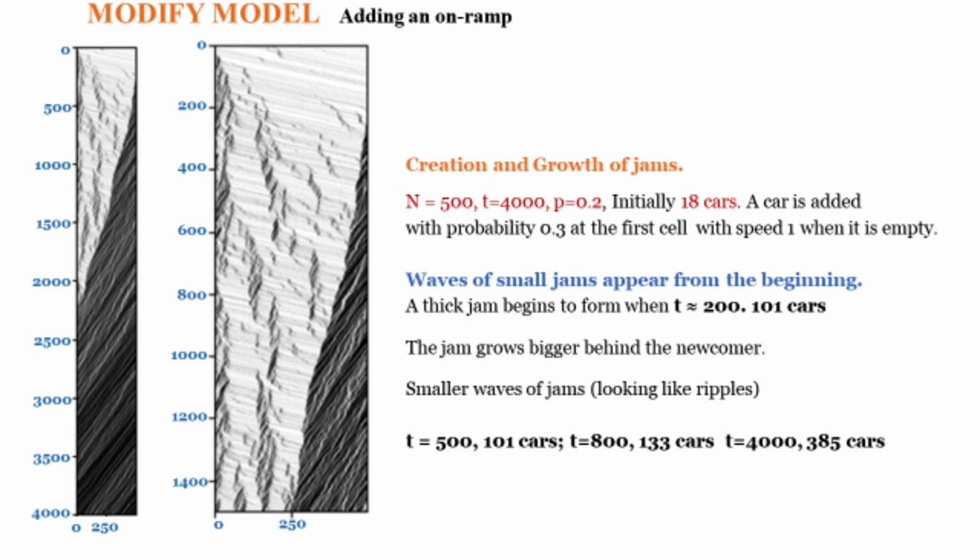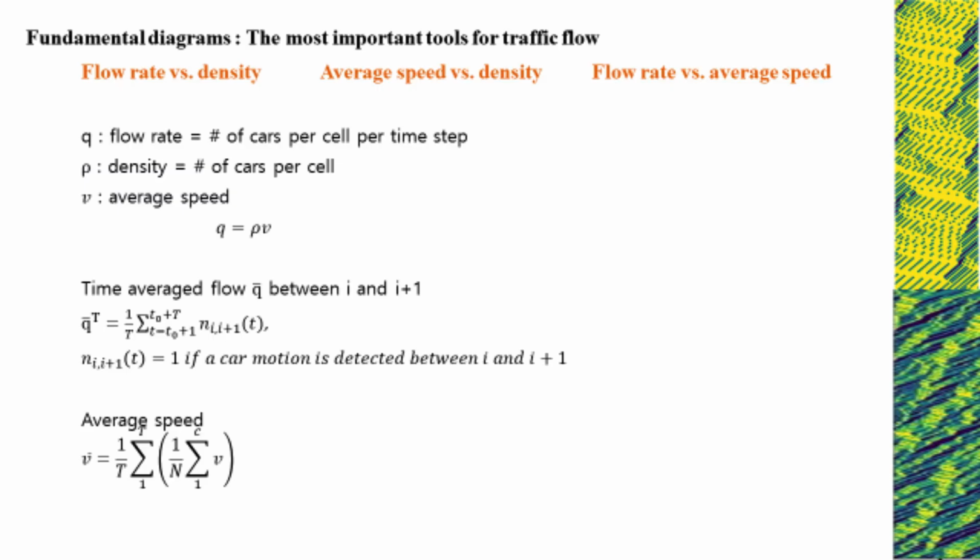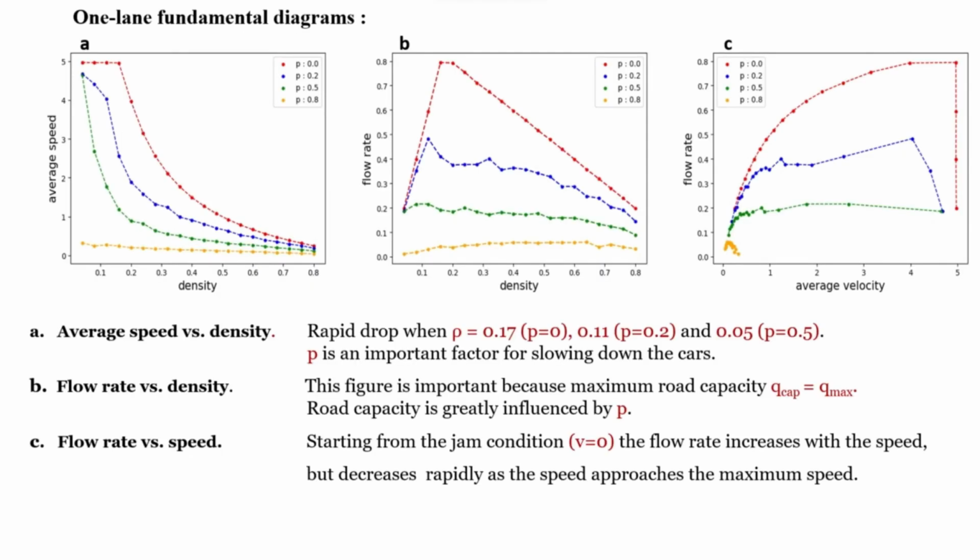We drew 3 fundamental diagrams: flow rate to density, average speed to density, and flow rate to average speed diagrams. So Q is the flow rate, and it's the number of cars passing per cell per second. And we extracted the time average flow, density, and the average speed from our data. We observed the speed and the flow rates drop with increasing P.